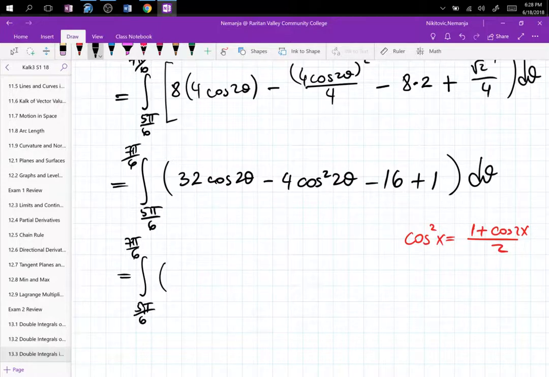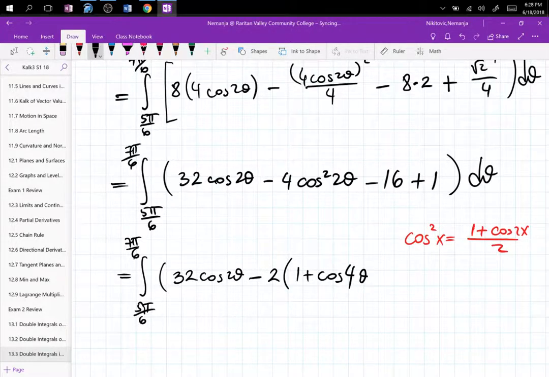And then we have 32 cosine 2 theta minus, now 4 will kill 2, I still have 2 left, 1 plus cosine 4 theta, because we started with 2 theta and you have to double it. And then minus 15, and then d theta. Whew.